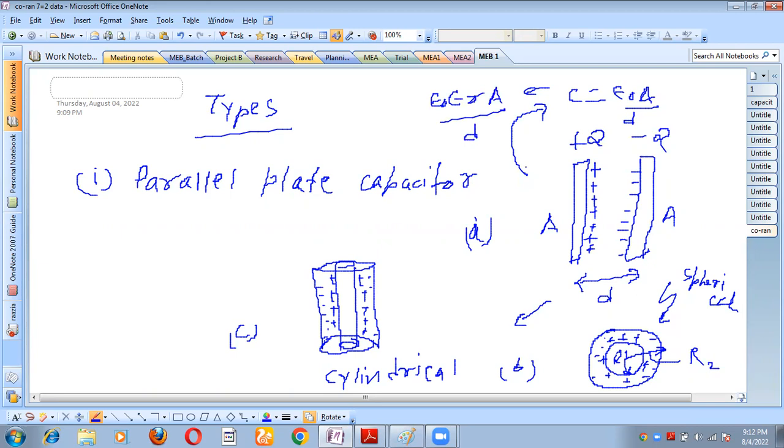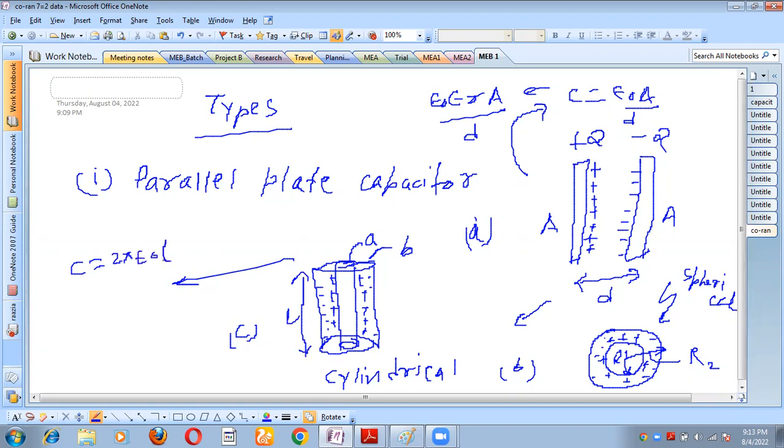For a cylindrical capacitor, if the inner radius is A and the outer radius is B, then its capacitance is given by a formula we can derive, but I'm not going into the derivation. You have to remember it directly. Suppose the length of the cylinder is L, then C is 2 pi epsilon naught L divided by ln(B upon A). So this is the capacitance of a cylindrical capacitor.